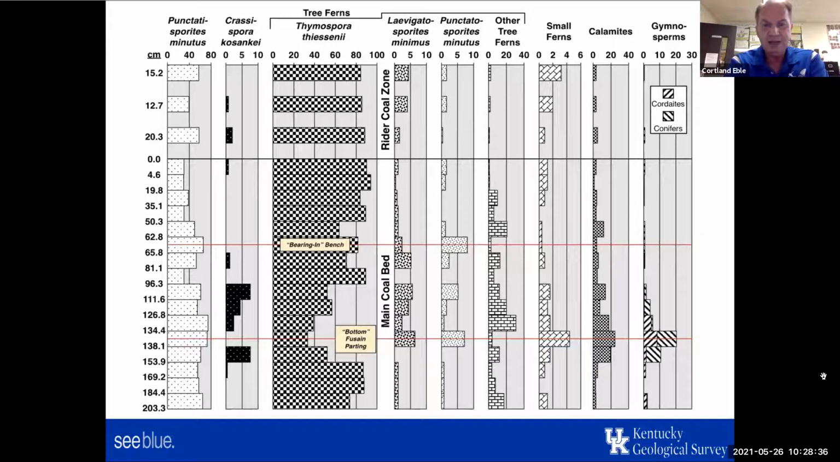One thing about the Pittsburgh is that where you see the bearing in bench there, that is a higher ash unit. It's not very thick, only 5 to 10 centimeters in most places, but it extends across the entire area of the occurrence of the Pittsburgh coal. So it's definitely not a crevasse splay. It's got to be either tectonic or climatic. Next slide.